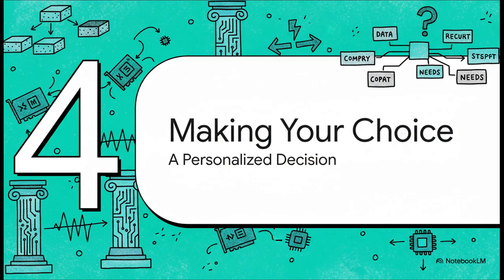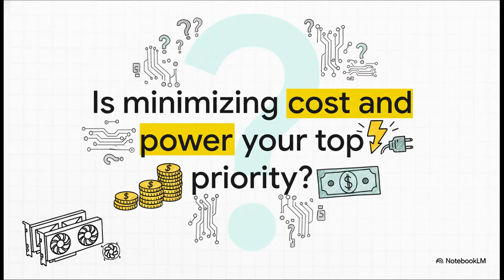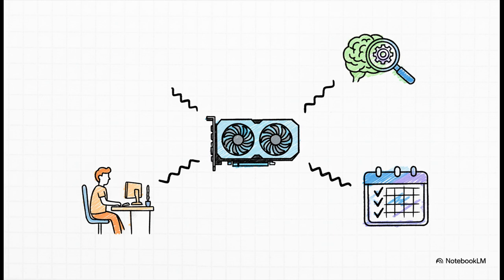So now it's time to bring it all home and help you figure out which card has your name on it. So let's start with a really simple question. Just think about your setup and your goals for a second. Is your number one priority getting into this new generation of AI hardware while keeping your upfront costs and your power bill as low as possible? If you nodded your head yes, then the RTX 4070 Ti Super is almost definitely your card.